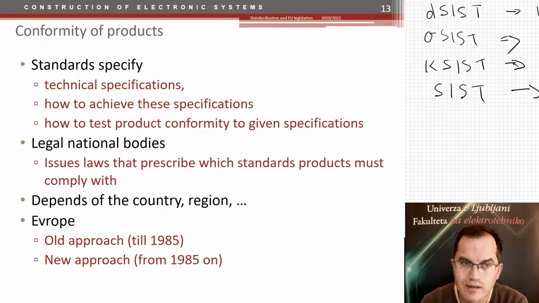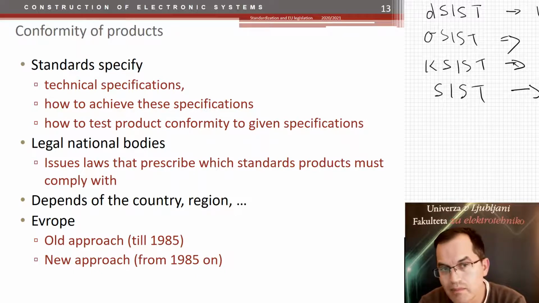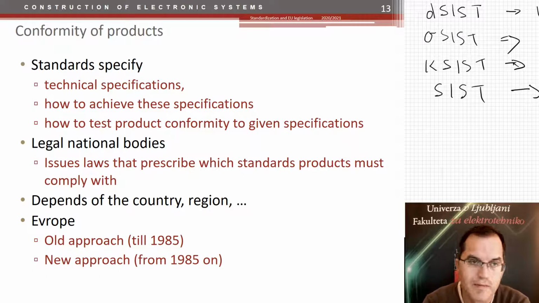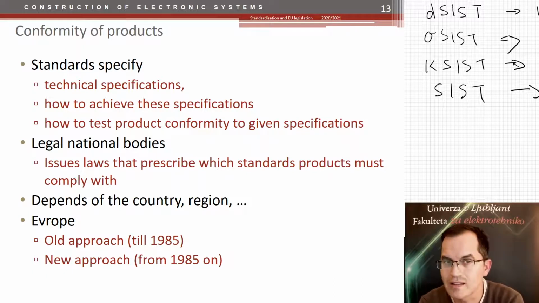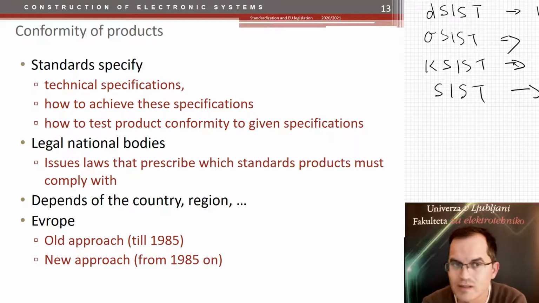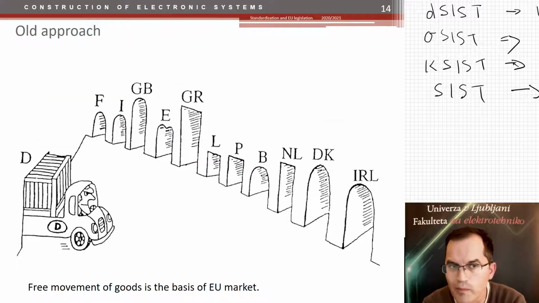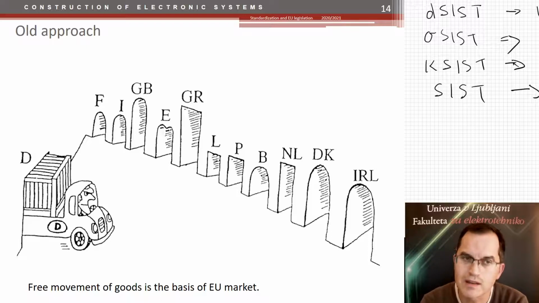And the legal part tells you which standards are to be complied with. So the European directives will tell you this is the list of standards you should comply with. In old times, before 1985, that was more or less dependent on the country and the region. Back then, each country in the European Union had its own legislation, its own set of standards, its own set of rules. And if you wanted to sell to these countries, you had to comply with all of them. So that was quite a problem.